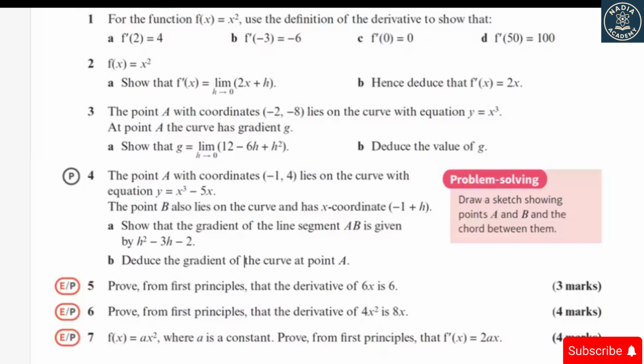Now you can try this exercise to solve all these questions, and you need to solve them using the first principle or the definition of differentiation. Okay, now we will learn how to take derivatives of polynomial functions.